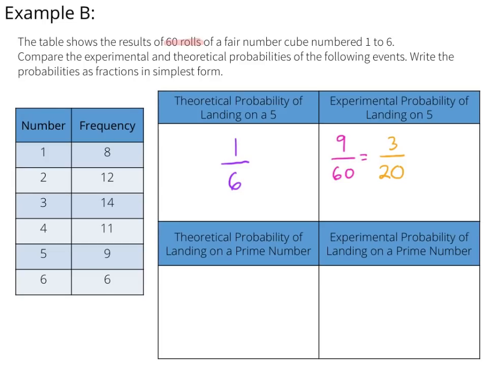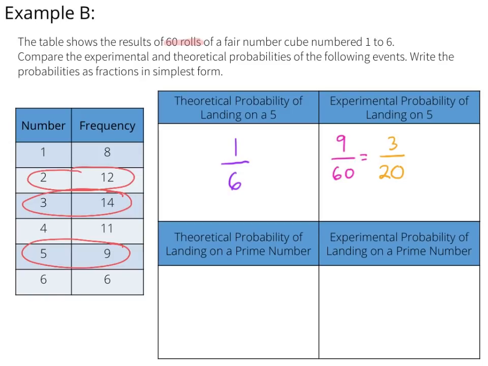Now we're going to talk about the theoretical probability of landing on a prime number. So the first thing we need to do is identify the prime numbers on our chart. Our prime numbers are going to be positive numbers that have 2 divisors. So 2 is going to be a prime number, 3 is going to be a prime number, and 5 is going to be a prime number. 1 is not a prime number because it does not have 2 different divisors to multiply to give it that number. 1 only has 1 divisor. So our prime numbers are going to be 2, 3, and 5.